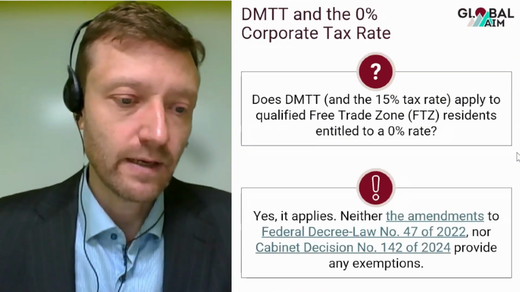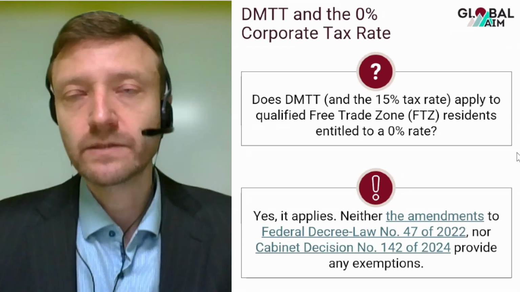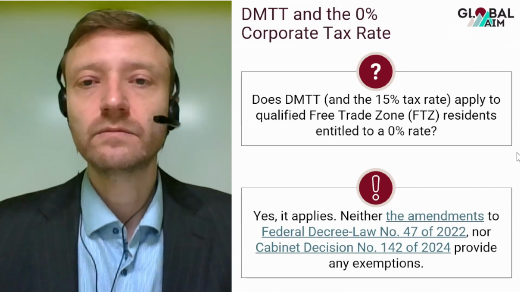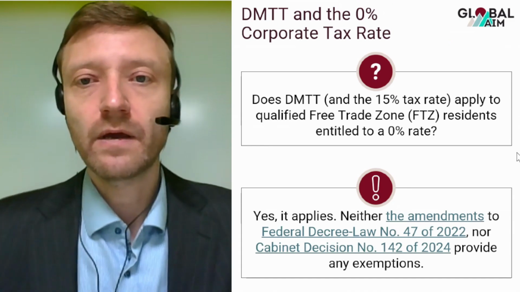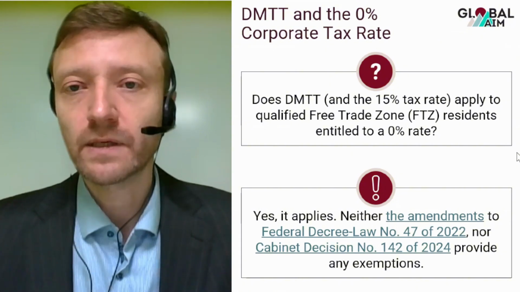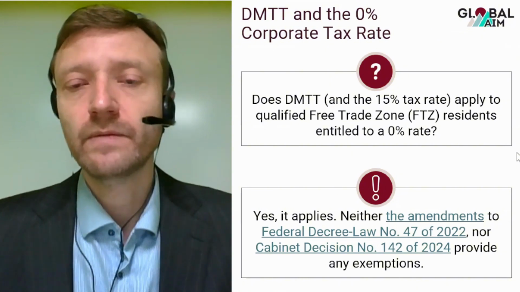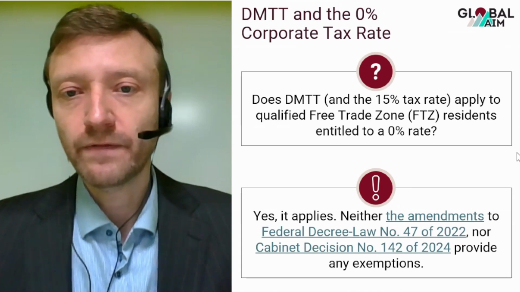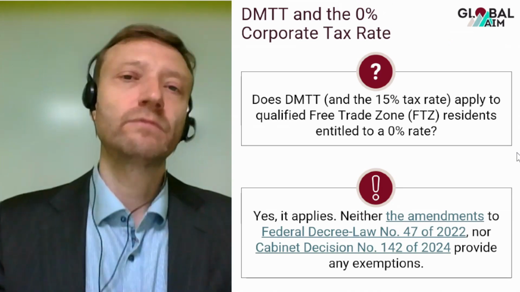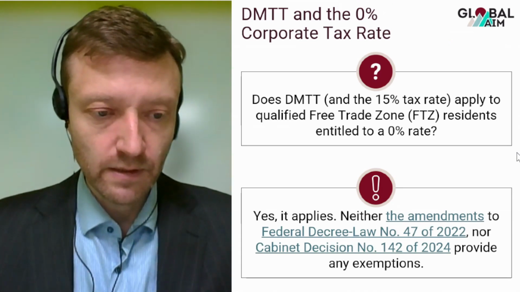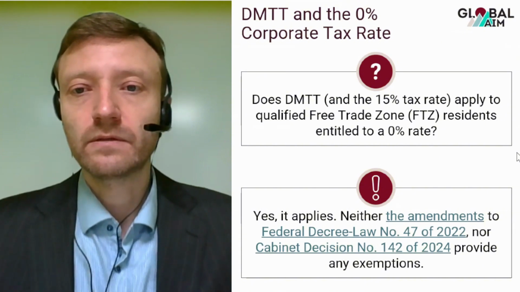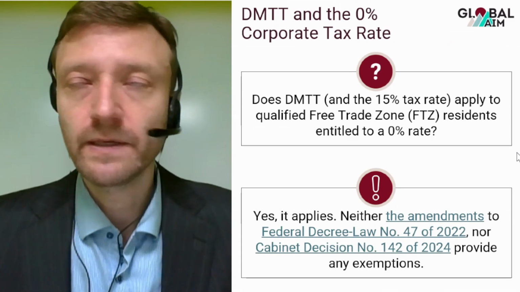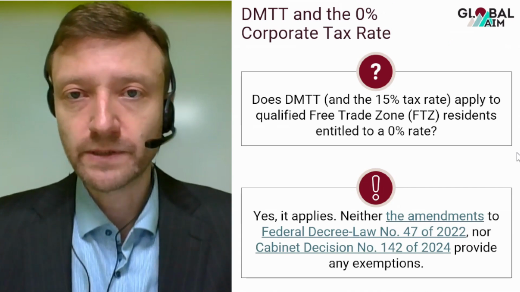And the answer is yes. Unfortunately, and it is a pity, companies that can otherwise benefit from the 0% tax rate as qualified residents of a free trade zone have to adjust their local taxation and make sure that the 15% tax is applied. Because neither the changes to the federal law nor the cabinet decision, which introduced the DMTT principles, have this exemption, or carve out qualified residents of free trade zones that are otherwise subject to the 0% corporate tax rate.